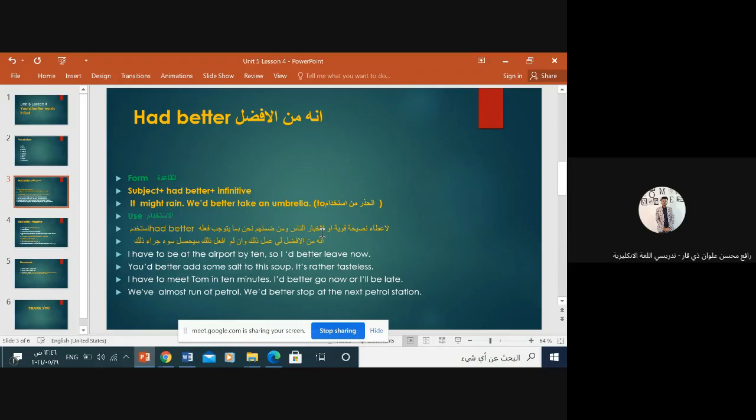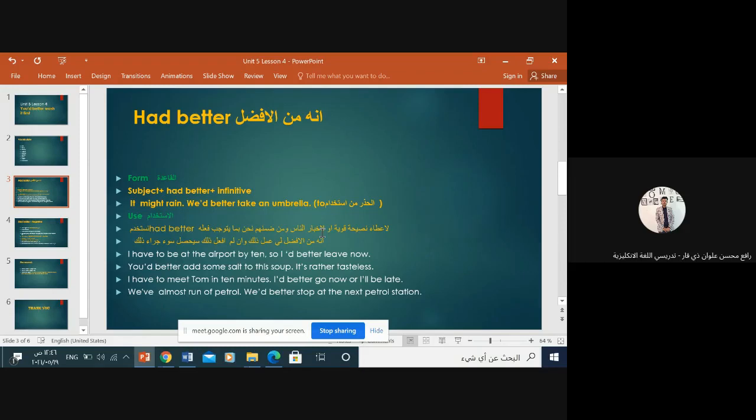So look at these examples. I have to be at the airport by 10, so I'd better leave now. يعني if you don't leave, there will be a problem. Maybe you will be left at the airport, you will be too late if you don't go to the airport in time. So you will not be allowed to come onto the plane. So if you don't do such a thing, it will be a bigger problem.